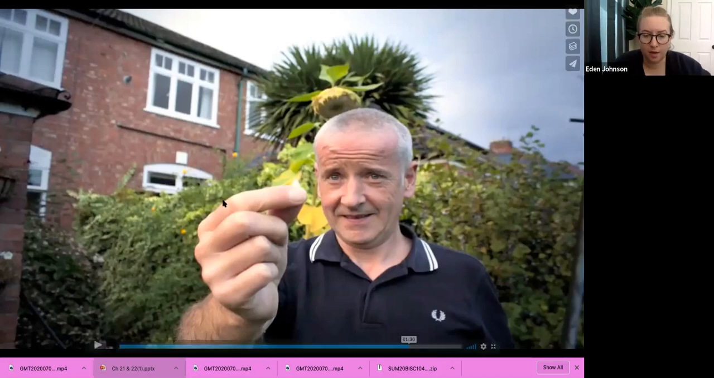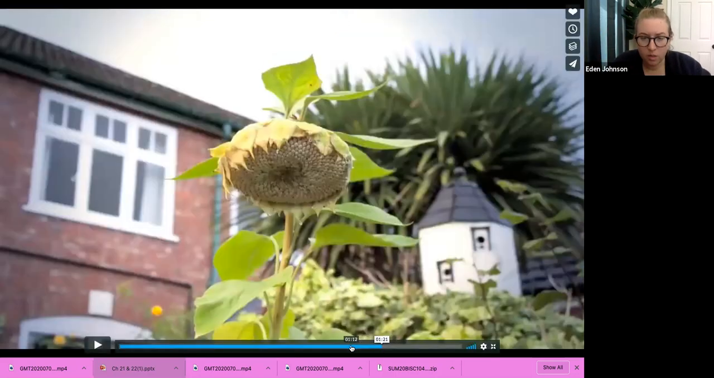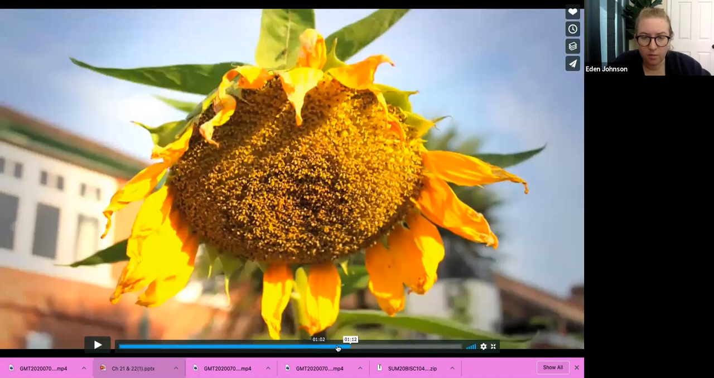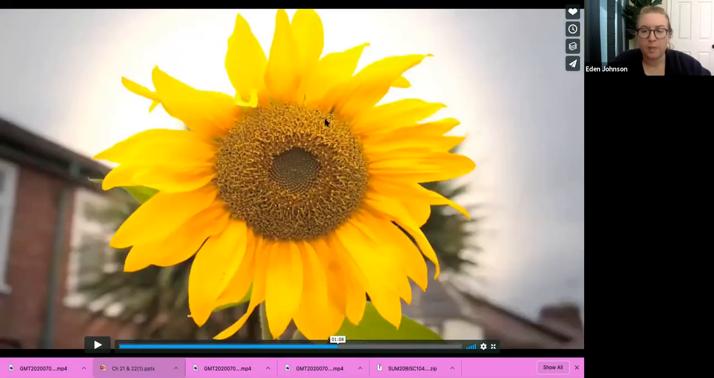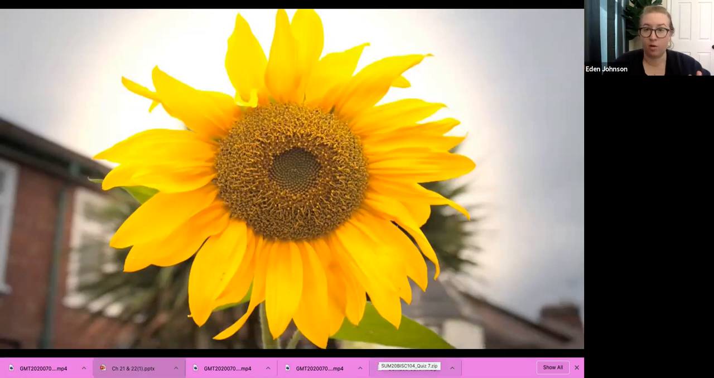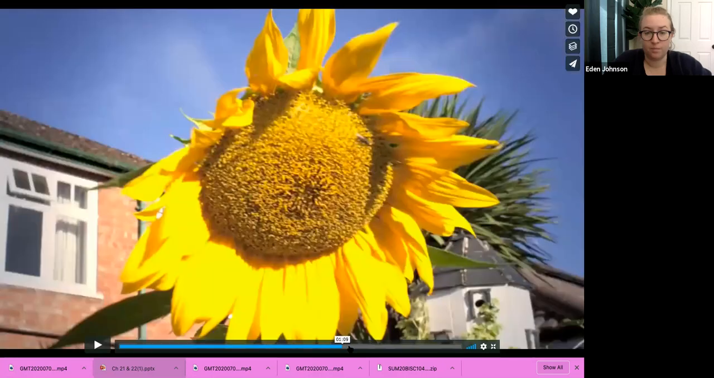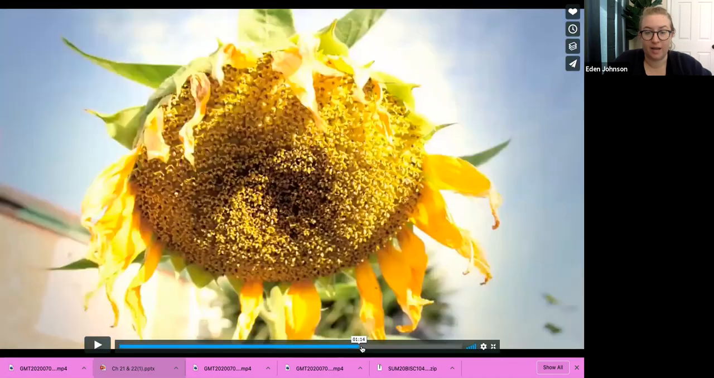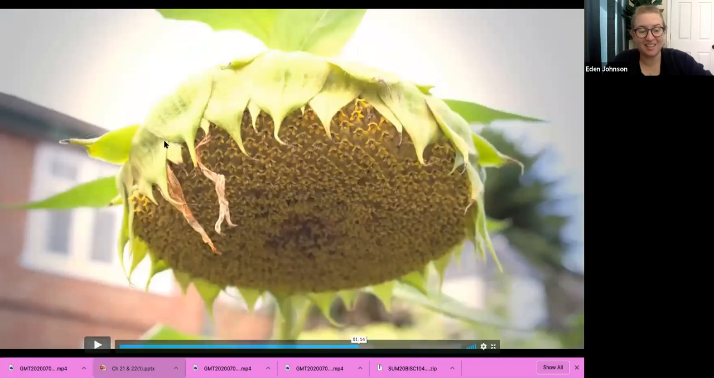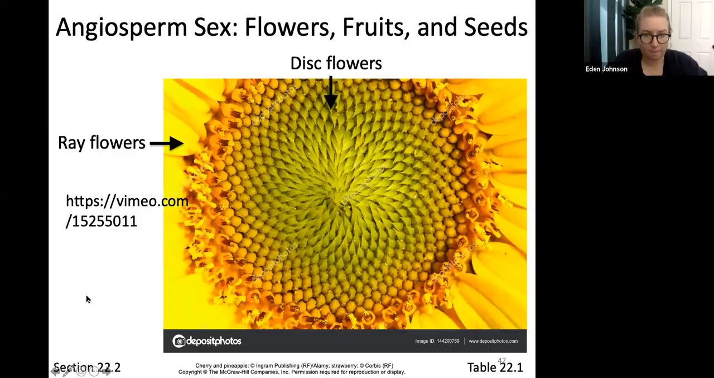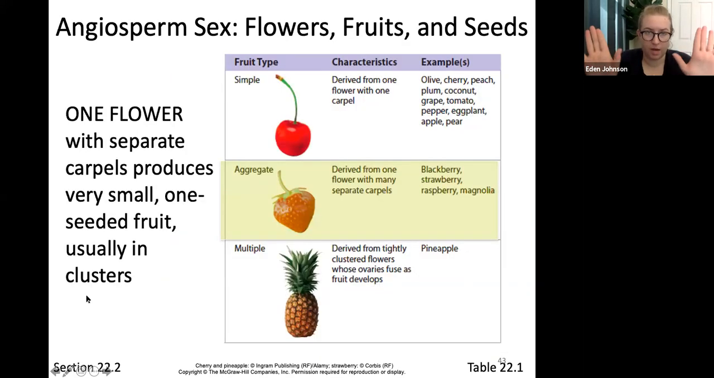Once all of these disc flowers were pollinated, the ray flowers died off. They were going away. There's nothing else to happen here. Those seeds are just going to mature. You see it, they're going away, going away, going away, gone. Isn't that amazing? Okay, I'm going to stop sharing and share your PowerPoint again. Okay, so those were simple fruit types.